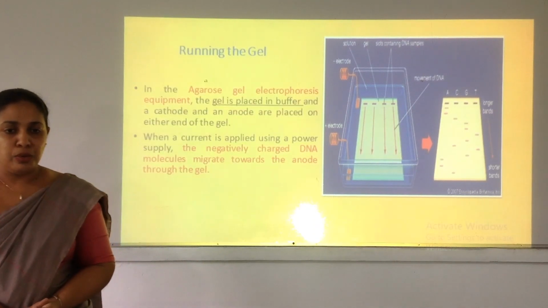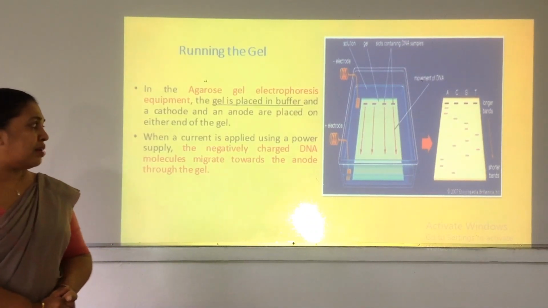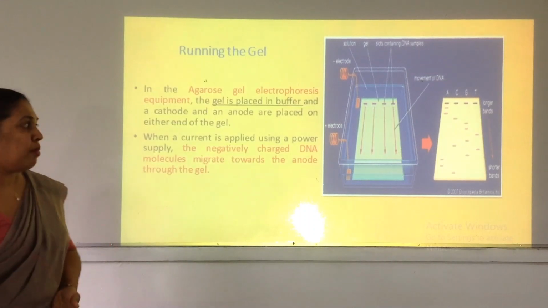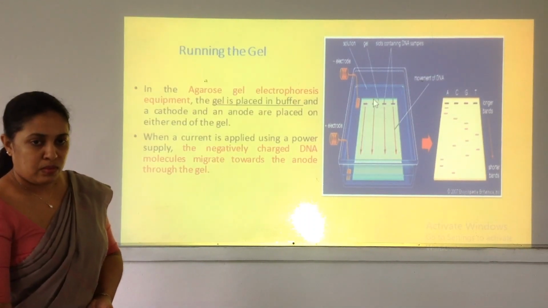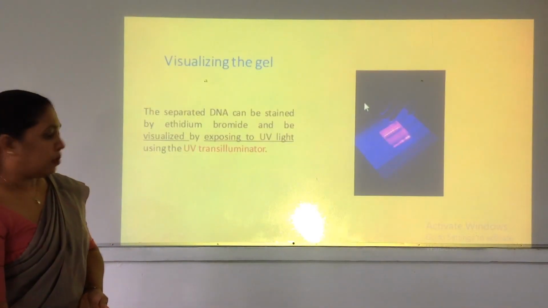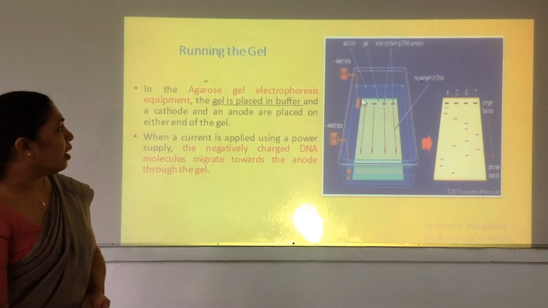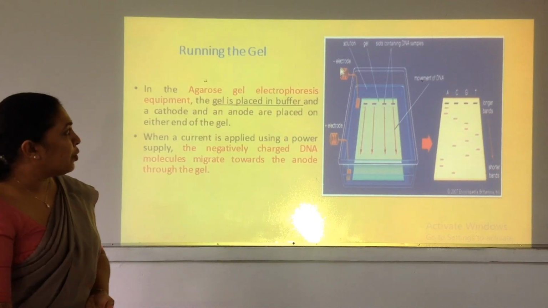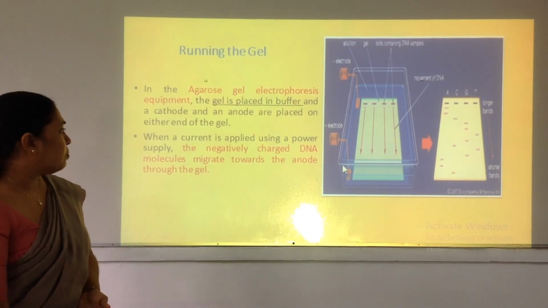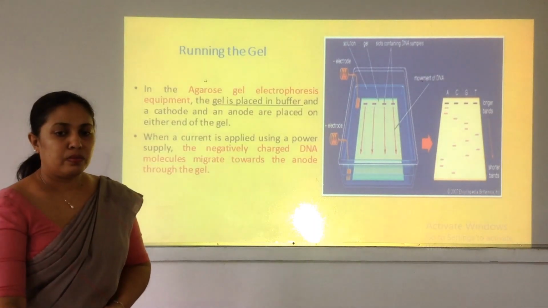So we allow it to run, and when it is running, the negatively charged DNA molecules migrate away from the well. Here is the well, and the migration occurs from the negative electrode to the positive electrode. So it moves towards the anode.